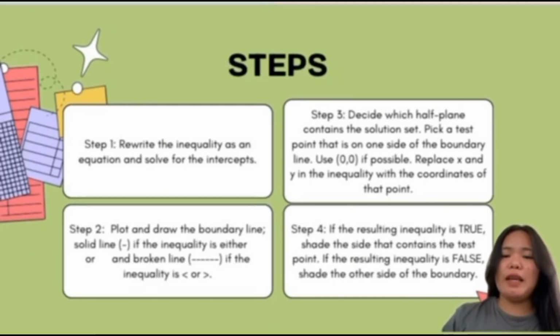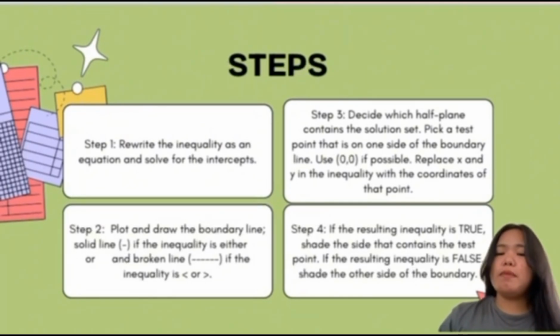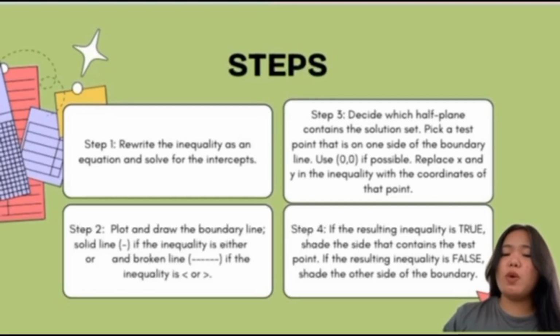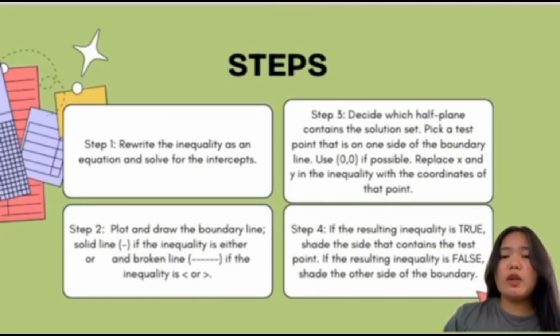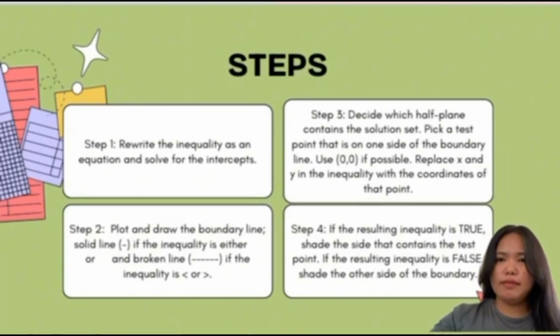Step 3: decide which half plane contains the solution set. Pick a test point that is on one side of the boundary line. Use 0, 0 if possible. Replace x and y in the inequality with the coordinates of the point. Step 4: if the resulting inequality is true, shade the side that contains the test point. If the resulting inequality is false, shade the other side of the boundary.